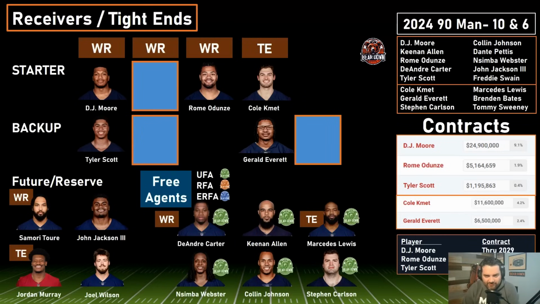Is Tyler Scott safe? Probably. In my book, he's probably safe. There's things that they can do with him, and he's got good speed.